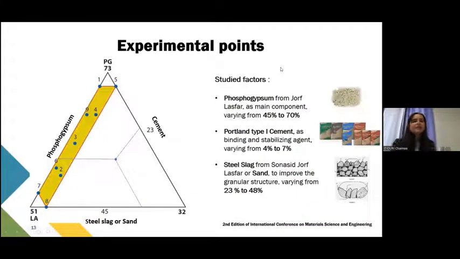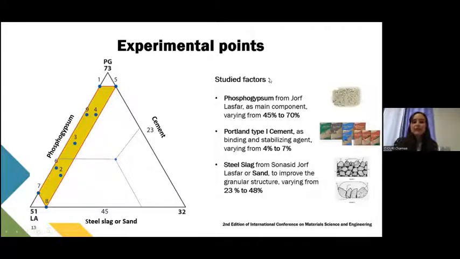Now, experimental points. This simplex shows the three studied factors, which are phosphogypsum, cement, and steel slag or sand. This is our area of study. We have 9 experimental points, and we extrapolate the responses we are looking for continuously to all of the area of study.